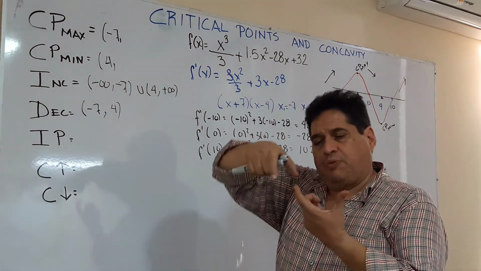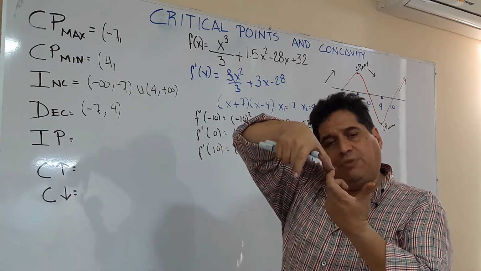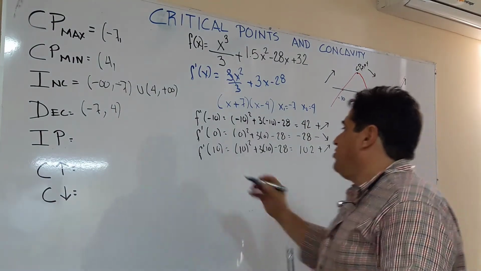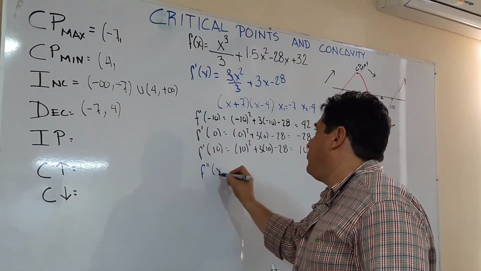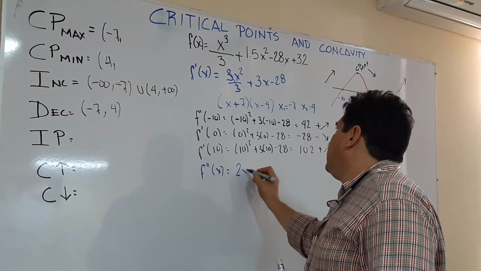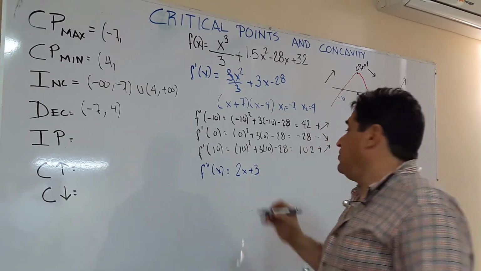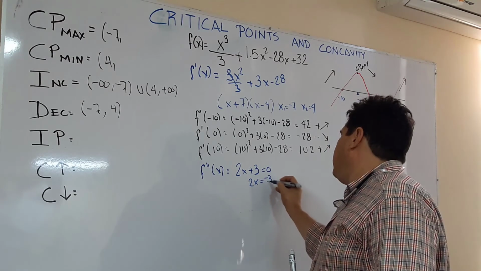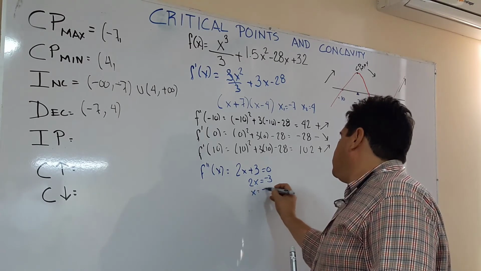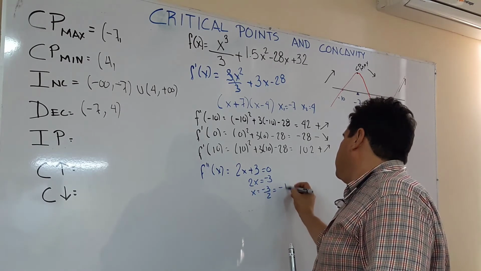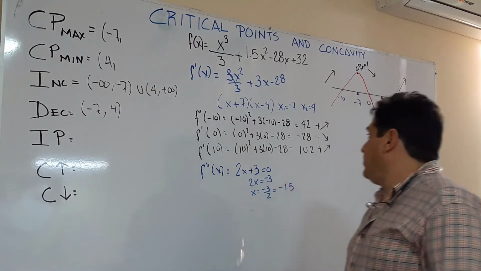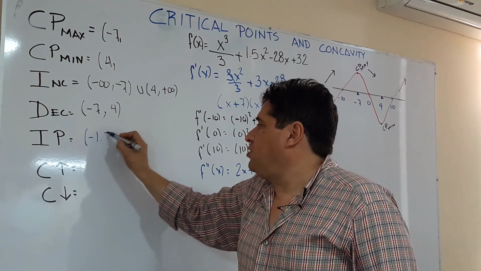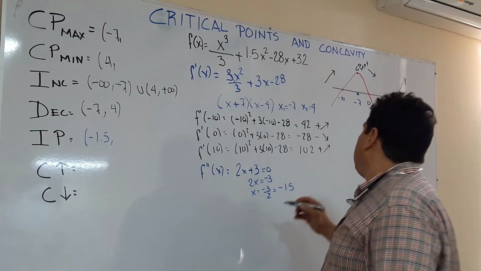Okay? Now, how do I get my inflection point? Remember that the inflection point is a part where both concavities meet, one upward, one downward. That's the one. So I'm going to have to get my second derivative. So f double prime of x is going to be equal to 2x plus 3. Equal that to 0 and solve for x. I'm going to have 2x equals minus 3. x equals minus 3 over 2, which is minus 1.5. So, this is going to be minus 1.5.